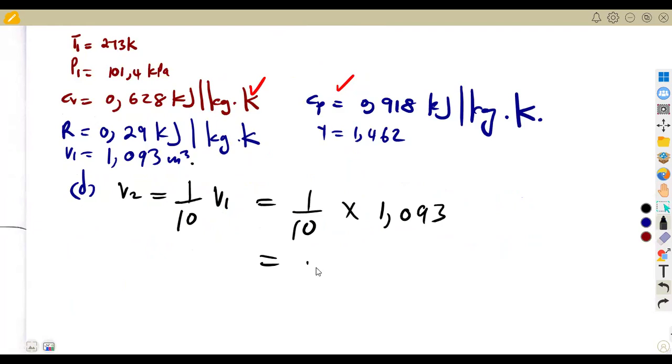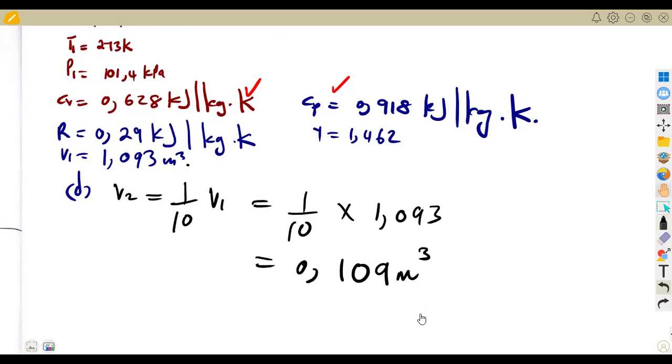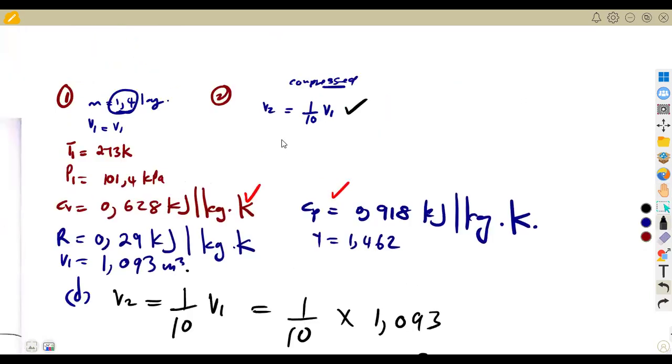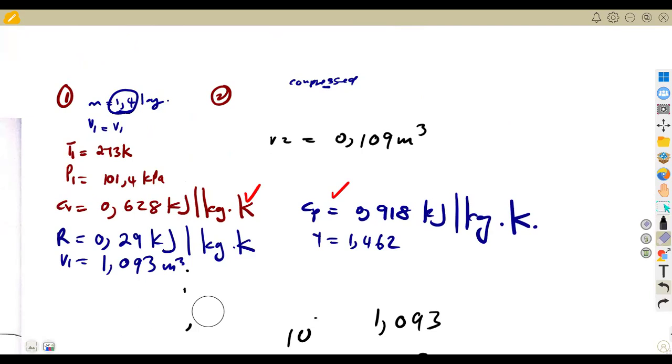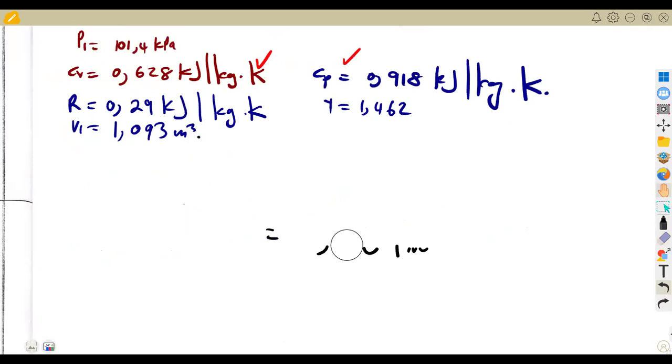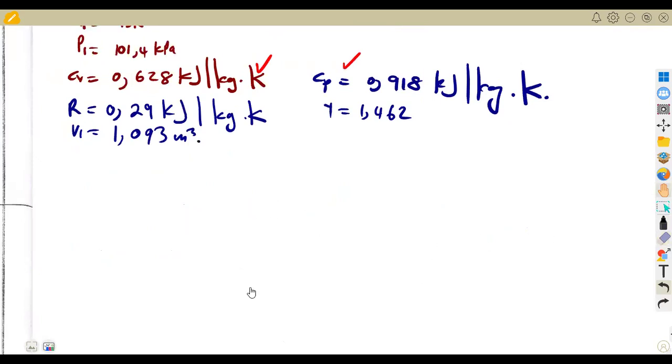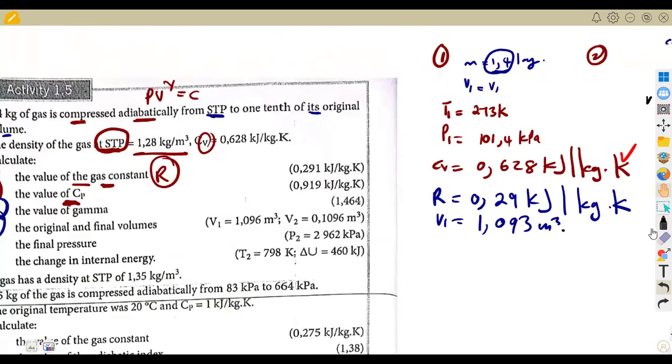So that gives us 0.1093, which is 0.109 to three decimal places, in cubic meters. Just like that, we have V2. The volume V2 is equal to 0.109 cubic meters. We just got it from this relationship that we talked about before. Just like that, we can attempt any question using those formulas that we had from our introduction. All right, let's move on to another question.